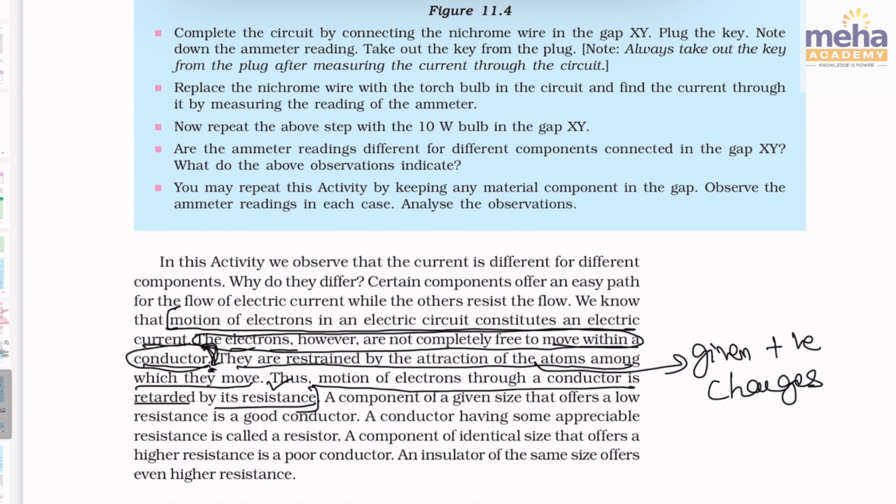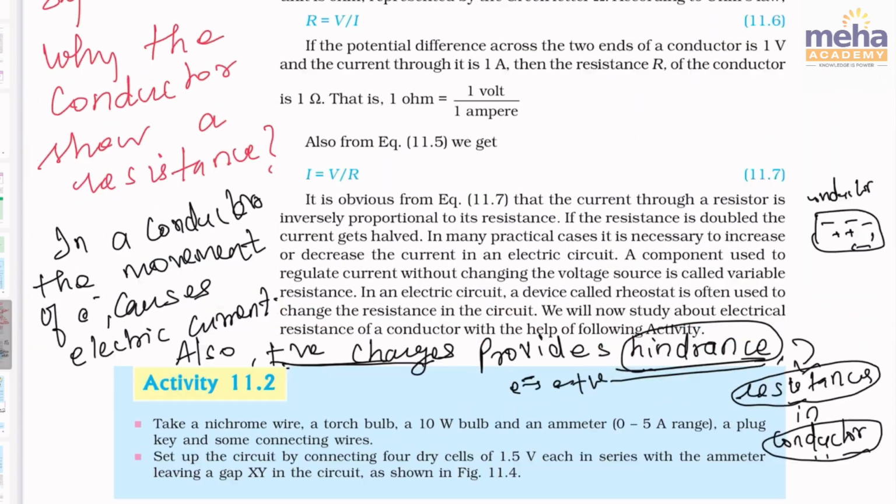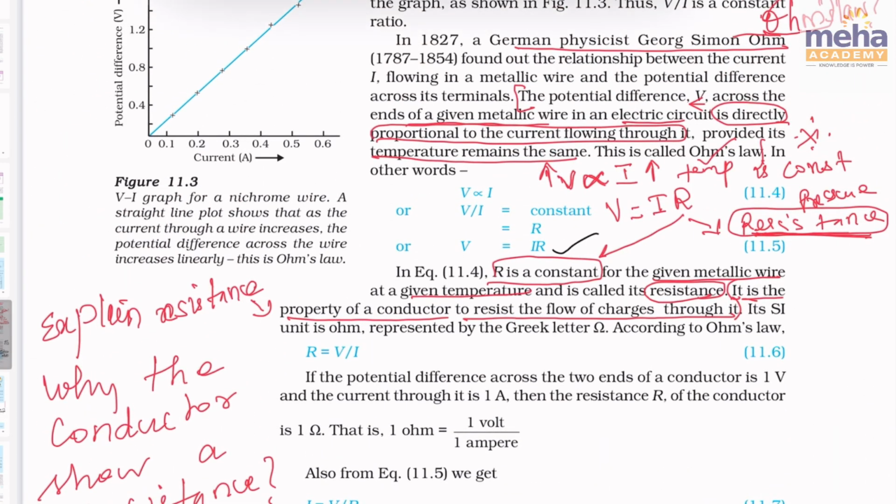Then one more point: even a good conductor will offer some resistance. You can take any good conductor, mostly we say metals are good conductors. Even a good conductor will show a resistance. That is the reason when you go back to Ohm's law, we say there is an R coming up in Ohm's law. That is, we state V is equal to IR, where R is the resistance.